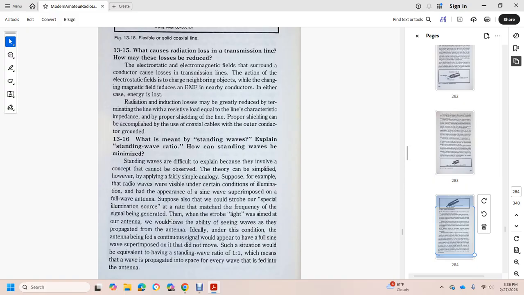Then, when the strobe light was aimed at the antenna, with the ability of seeing the waves from the antenna, under this condition the antenna would be fed with a continuous signal that would appear as the full wave, with the same wave superimposed, but it did not move. It is such a situation, equivalent to having a standing wave ratio of 1 to 1, which means the wave is propagated in space, every wave fed into the antenna.